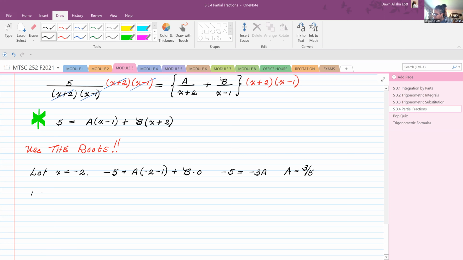Let x equal 1. Well, how did I get 5 and nobody said anything? Y'all ain't saying nothing. And then I got the wrong answer. This should be -5/3. Dr. Lott, is it negative 5/3 or just positive 5/3? It's -5/3.